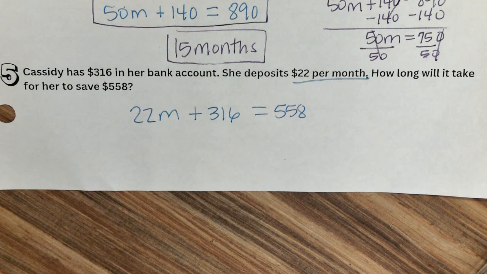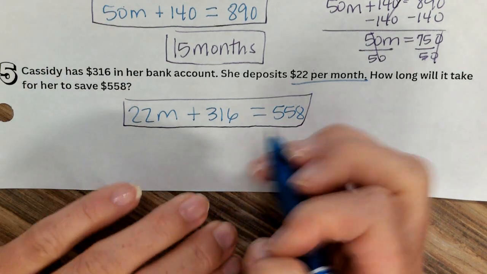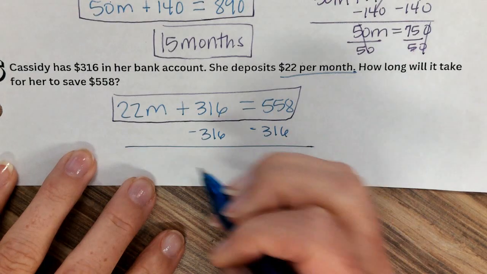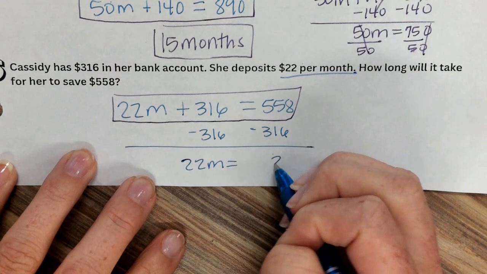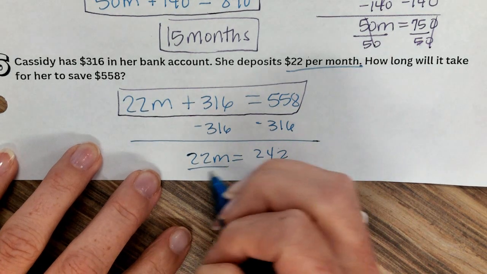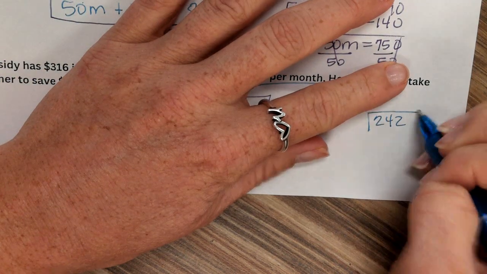Does it matter if you put 316 plus 22m? It's the exact same thing. Did anybody set it up correctly? Few of us? It's going to take practice, guys. It's okay if you're not getting it yet. All right, let's go solve it. How would I get rid of the 316? So I have 22m equals 242. And then I'm going to divide by 22. So I need to go do 242 divided by 22.